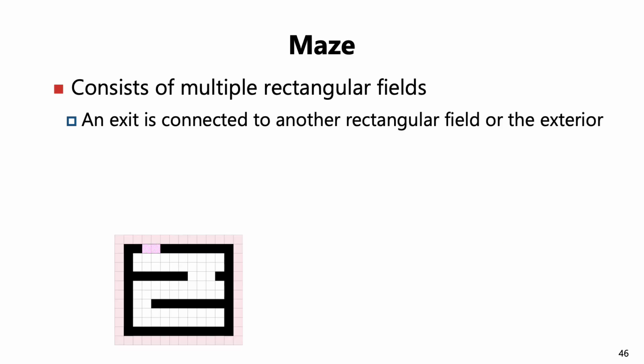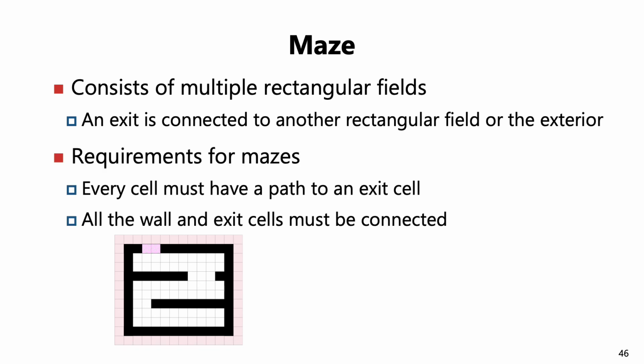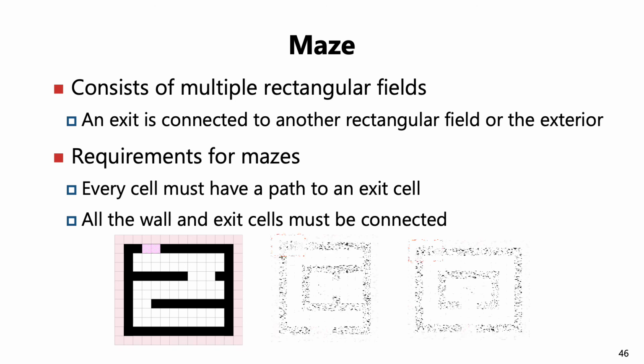This is the final result of my talk, and here we consider evacuation from a maze. We assume a maze consists of multiple rectangular fields, and an exit of a rectangular field is connected to another field or the exterior. For instance, this maze consists of 3 rectangular fields like this. We also have these additional requirements for a field: every cell must have a path to an exit cell, and all the wall and exit cells must be connected.